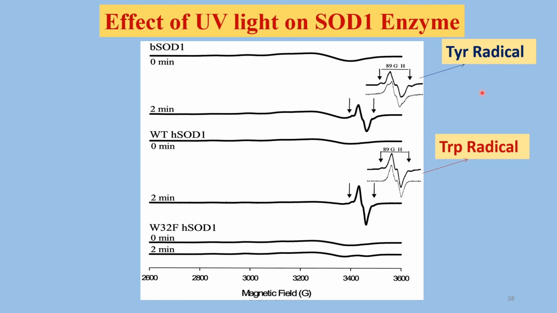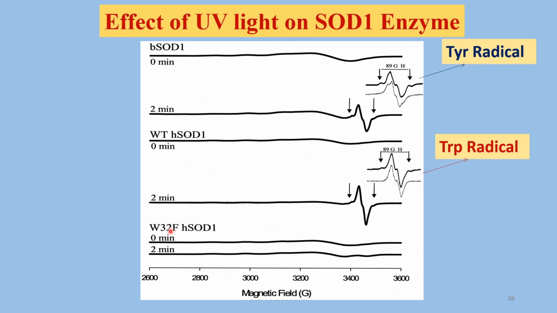Using low temperature EPR, we have identified the tyrosyl radical formation when bovine SOD1, copper zinc superoxide dismutase, is exposed to UV light. Tyrosyl radical is produced. Using simulation, the parameters are obtained. And in the case of wild type human SOD, a tryptophan radical is obtained. Using simulation, we have identified this as a tryptophan radical.